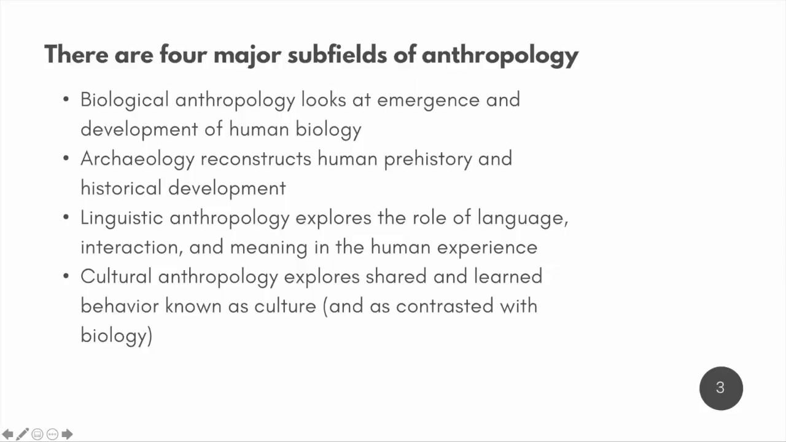Anthropology has four major subfields. There's biological anthropology that looks at the emergence and development of human biology. There's archaeology that reconstructs human prehistory and looks at the historical development of humanity. There's linguistic anthropology that explores the role of language, interaction, and meaning in the human experience. And there's cultural anthropology that explores the shared and learned behavior known as culture, which has been contrasted with biology.